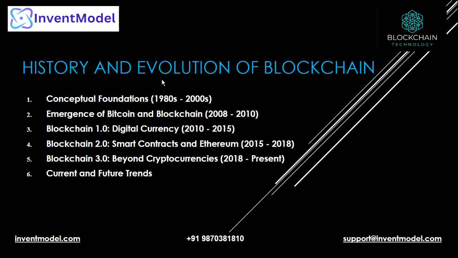Public key cryptography. This technology enables secure digital transactions and communications by creating a system of private and public keys. This would later become essential in blockchain for ensuring the integrity of the transaction. Next is the Merkle tree. Ralph Merkle invented the Merkle tree, a data structure that allows efficient and secure verification of large amounts of data. This idea would be used in blockchain to ensure data integrity.